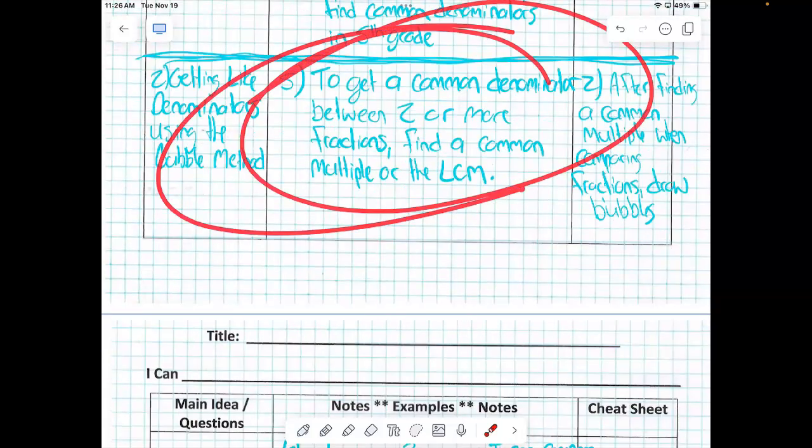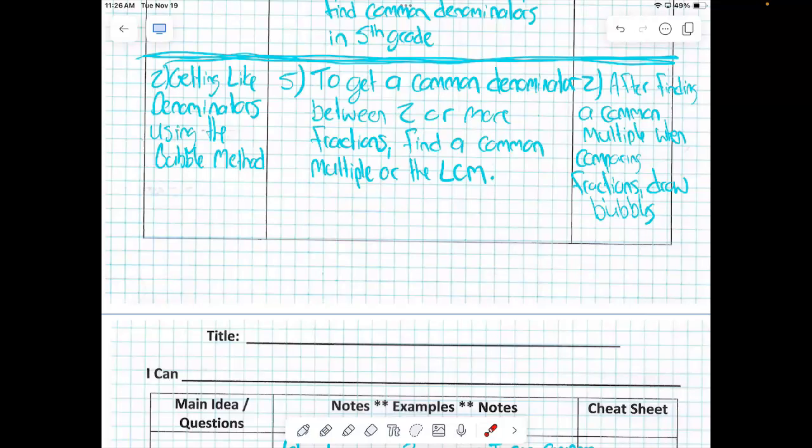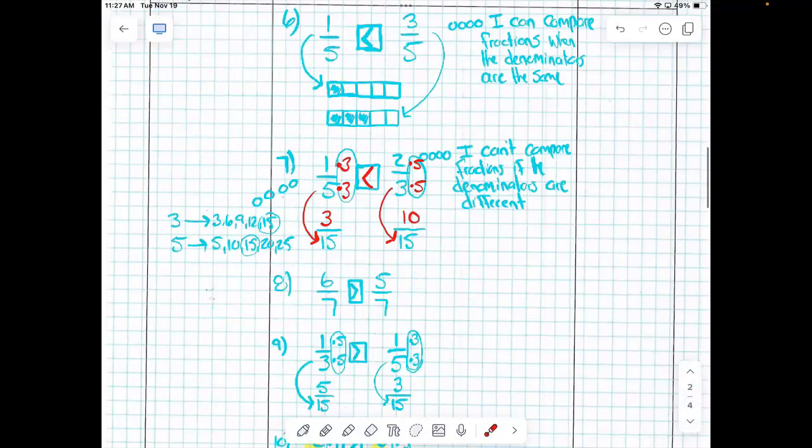All right, big news right here. To get a common denominator between two or more fractions, we must find a common multiple. Sometimes even the LCM would be better. But it doesn't matter if it's a common multiple or the LCM. What am I talking about?